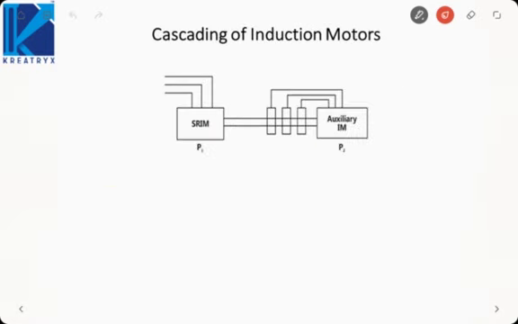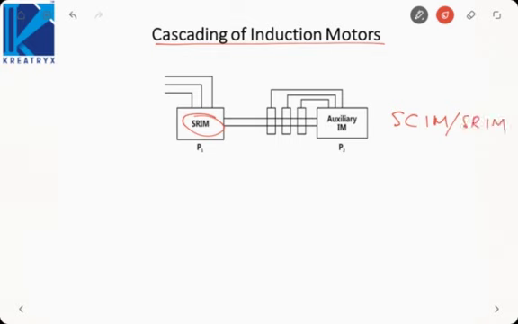Moving on to our next method, that is the cascading of induction motor. So here what we do is, we first use a slip ring induction motor or a wound rotor induction motor. Why we do that? Because there are slip rings available in case of wound rotor induction motor. So the other induction motor is supplied through the slip rings of the first induction motor. That is why first motor must be slip ring, other can be squirrel cage as well as slip ring.